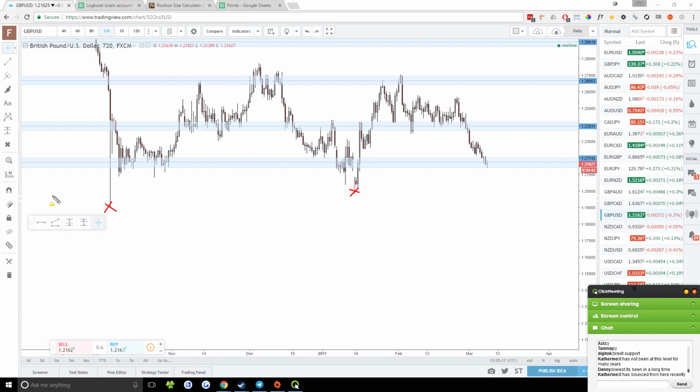So what does that tell us? What do these two things tell us? What does this area tell us about GBPUSD? That spike down there, and this here where it opened and then it just went, nope, no thanks, bam, I'm going back up. It tells us there's lots of buyers down there.